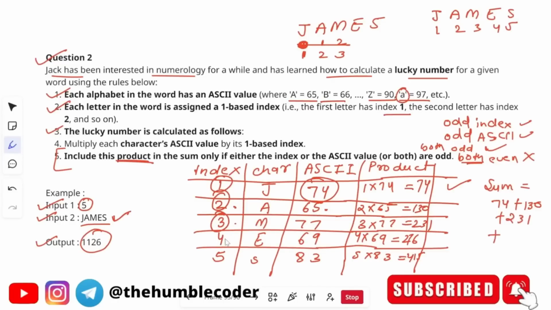Next, 4 and 69. 4 is even, but 69 is odd, so we are going to take this one also. Then 5 and 83. 5 is odd, so this one also we are going to take. So the product of this one, okay?